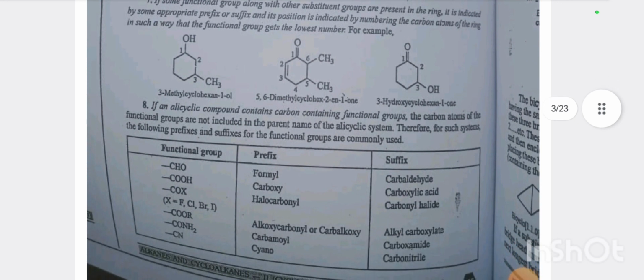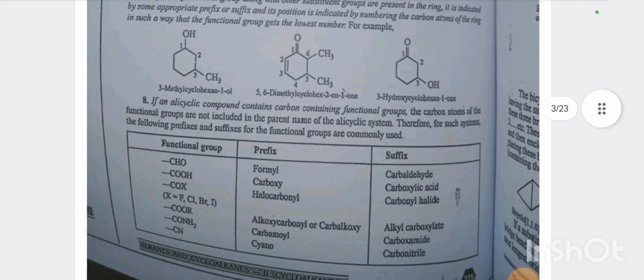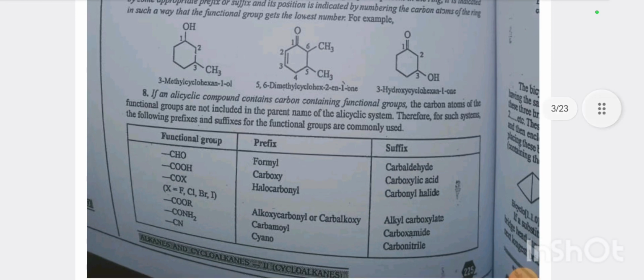If a compound contains an alicyclic ring directly attached to the benzene ring, it is named as a derivative of benzene, the compound having the lowest state of hydrogenation. If some functional group along with other substituent groups is present in the ring, it is indicated by some appropriate prefix or suffix, and its position is indicated by numbering the carbon atoms of the ring in such a way that the functional group gets the lowest number.